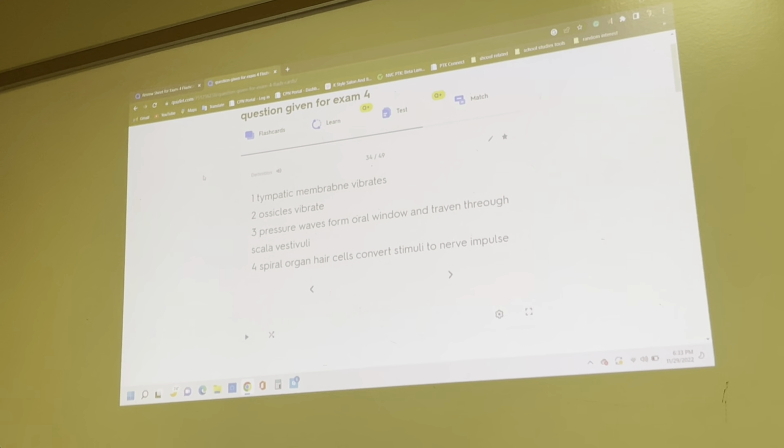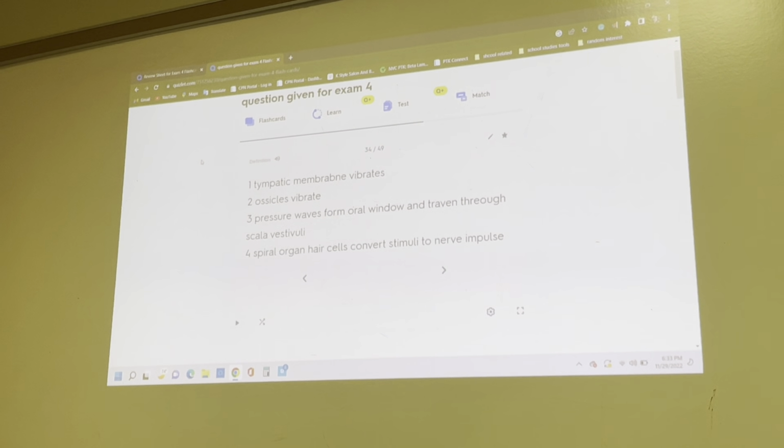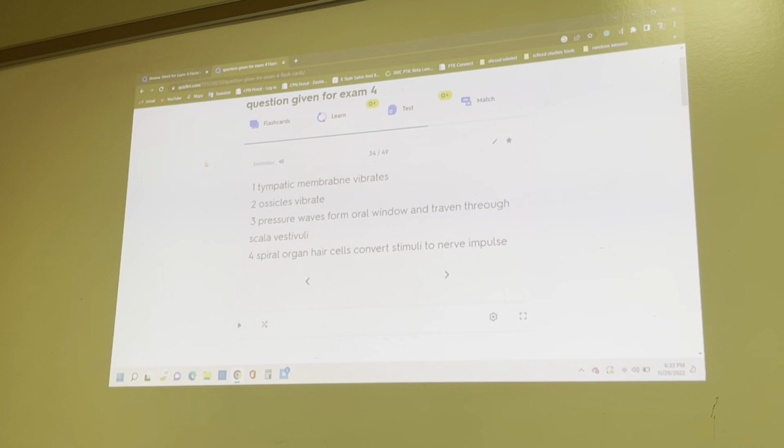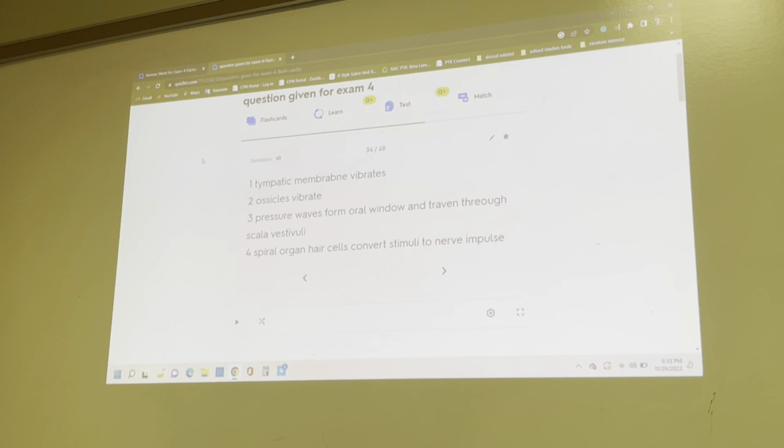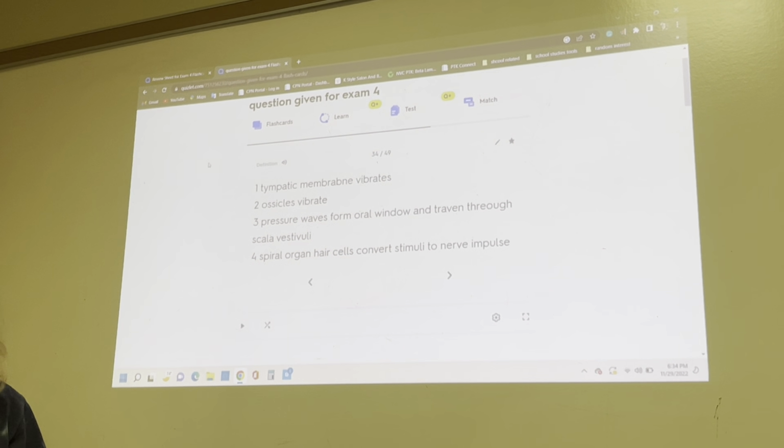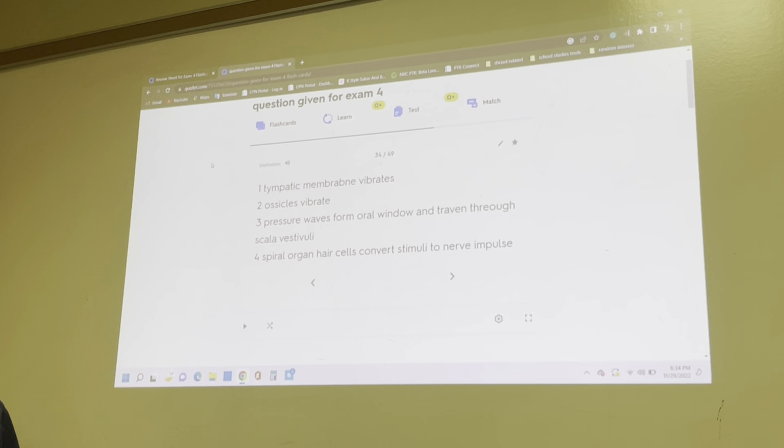Now, I don't know if this is going to be on the exam, but the correct order of the ossicles from the outside of the ear deeper in is going to be the malleus, the incus, and then the stapes. Yeah, so please know that.